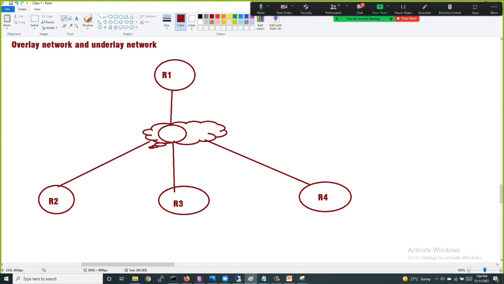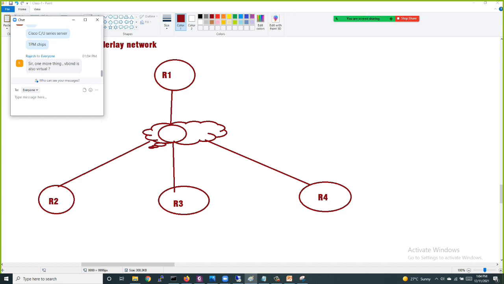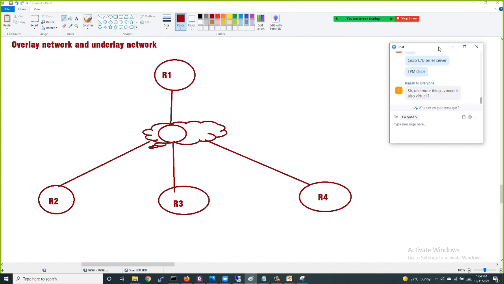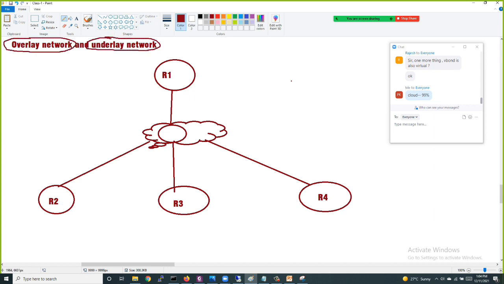Someone has a question. vBond, vSmart, vManage, everything is virtual. You have to install it on your ESXi server. And second thing I told you, they can be deployed on the cloud also. And in 99% of the cases, this is the case. People are deploying it on the cloud, right? Now guys, try to understand what you mean by the overlay network and the underlay network, right?